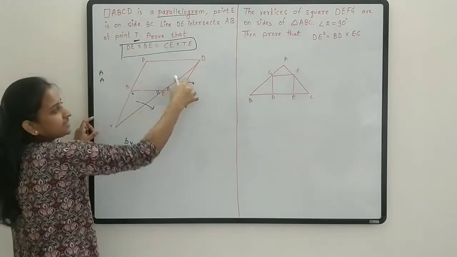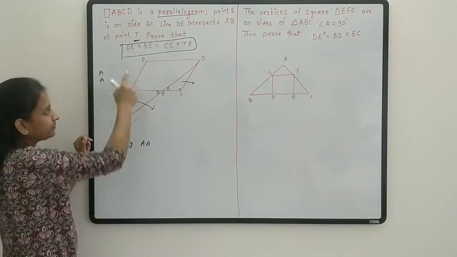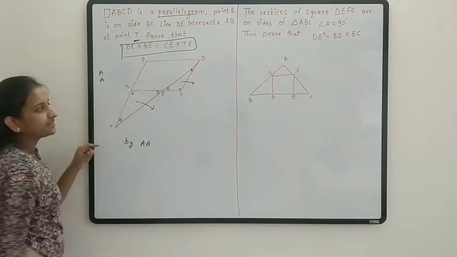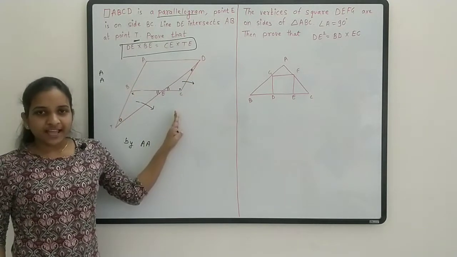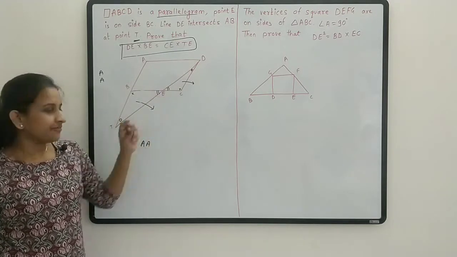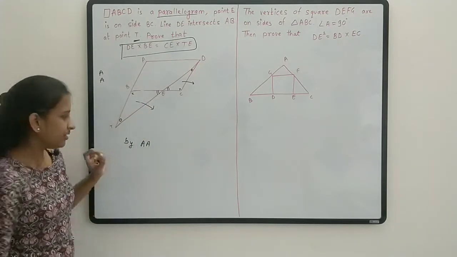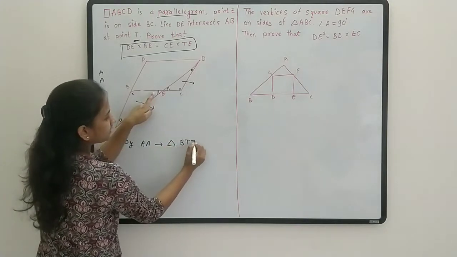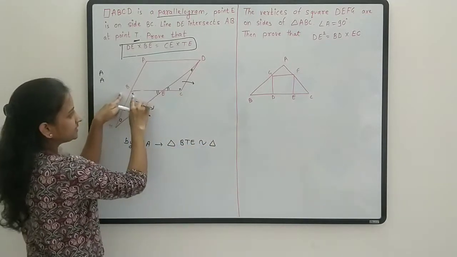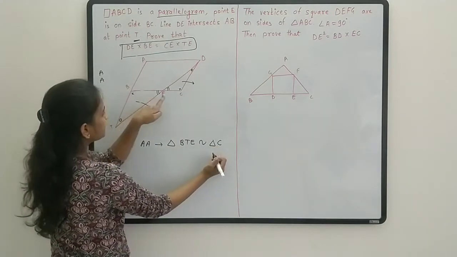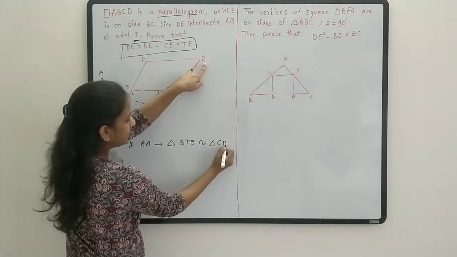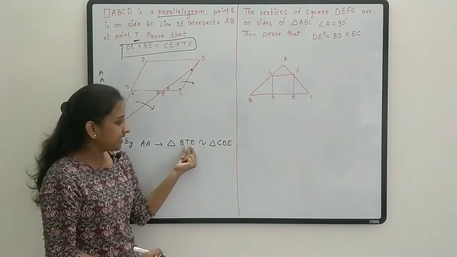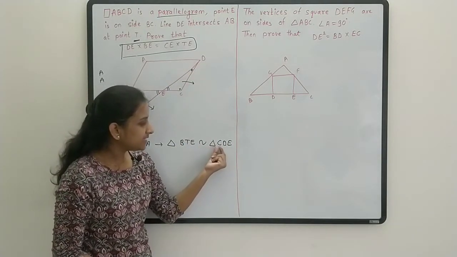See, third angle like this. This is a parallel line, this is a parallel line, and this is a transversal. It's a Z. So this angle is equal to this angle. So by all three angles, by AAA test we can say two triangles are similar. So triangle BTE is similar to triangle, see, for B we should write C first, then for T we should write D, and for E we should write E. So triangle BTE is similar to triangle CDE.